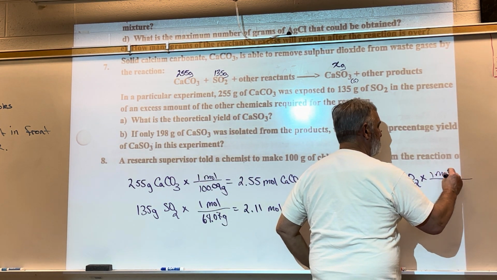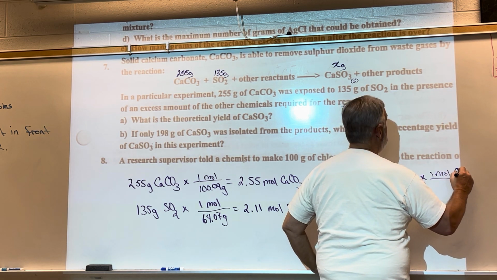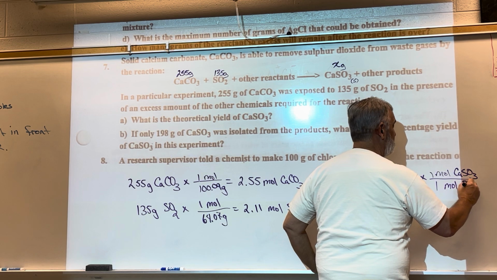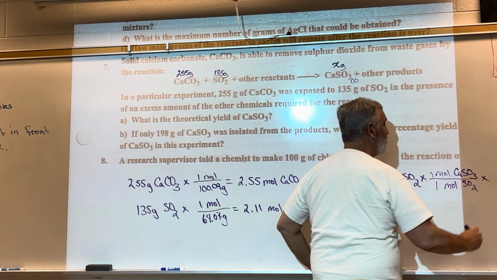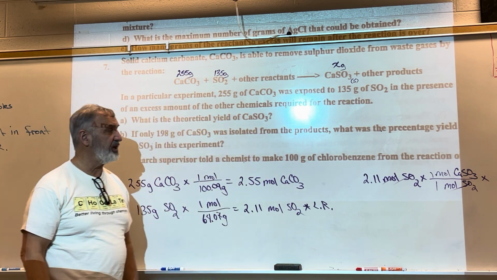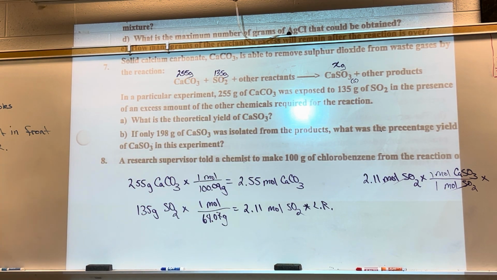1 mole CaSO3 for every 1 mole of SO2. Now if I stopped right there, what unit would I end up with? Moles of CaSO3. I'm right to here now, moles of unknown. So what do I need now?